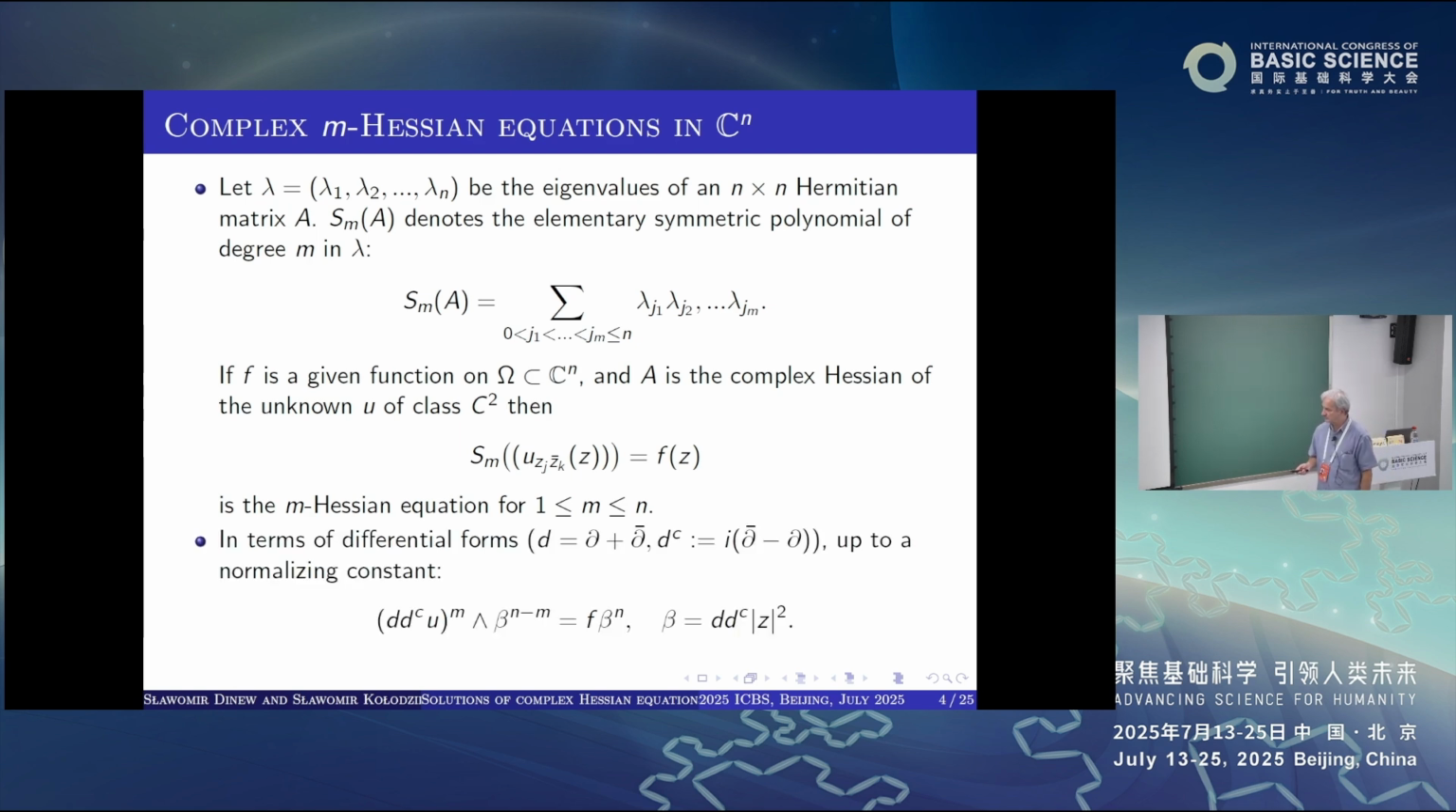But I will use mostly this form of the equation where we use differential forms. So d is the usual differential operator, d^c the operator we usually use in complex analysis. Up to the normalizing constant, this equation is the same as this. So beta is the standard Euclidean form in C^n, and (dd^c u)^m is the wedge product m times of this expression. We shall consider the m-Hessian equation in this form.